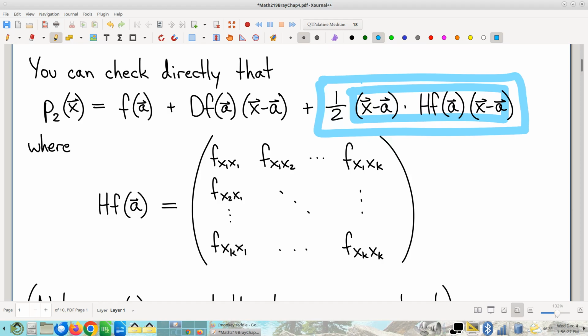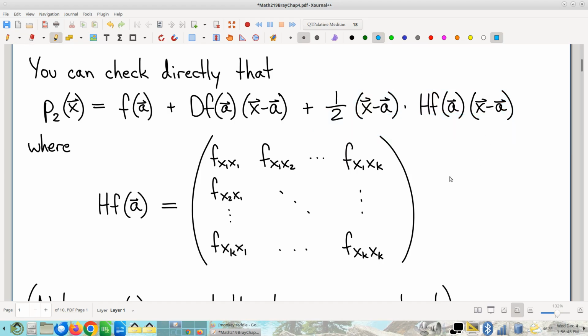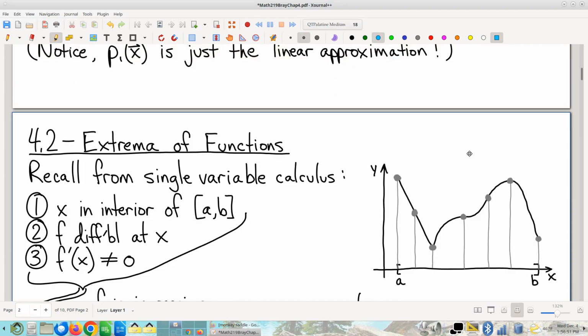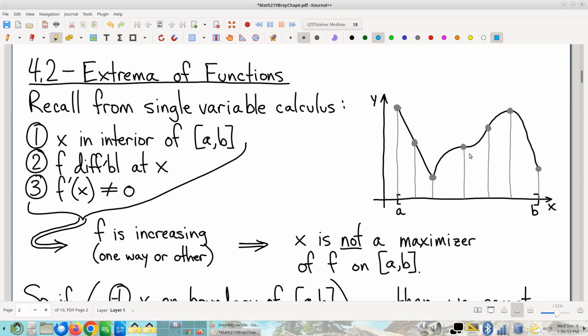So literally, if you want to understand second order Taylor polynomials, you need to understand quadratic forms. And here's the good news. We're not going to be doing terribly much with what y'all learned about quadratic forms in your linear algebra classes. We're not going to need very much of that. Okay. So there you go. That is section 4.1. One down, two to go.